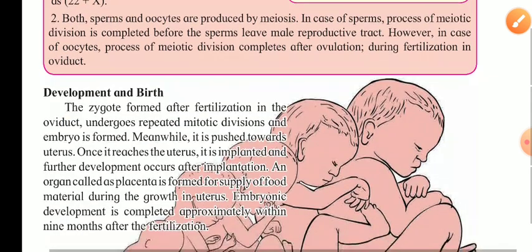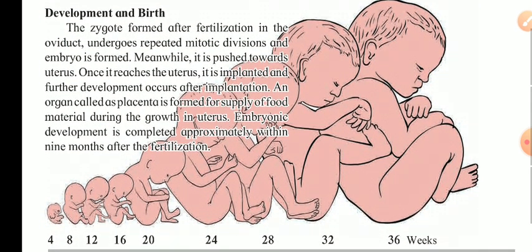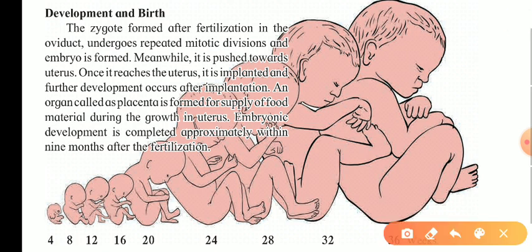Now the further part they have given is about the development and birth of the child. You can see over here the zygote formation after fertilization in the oviduct undergoes repeated mitotic divisions and the embryo is formed. And once the embryo is formed, it's pushed towards the uterus. Once it reaches the uterus, it is implanted, and further development occurs after implantation.